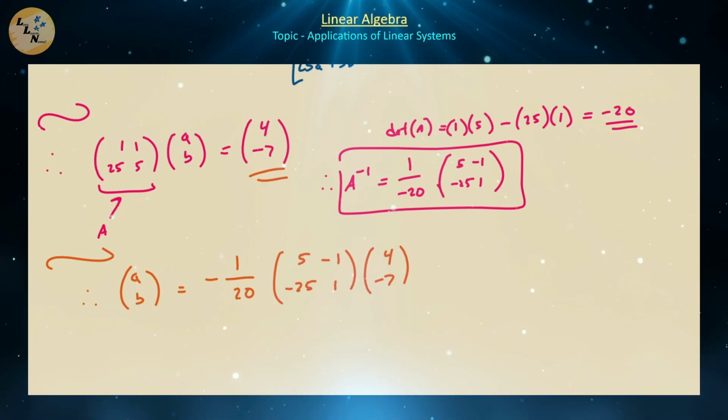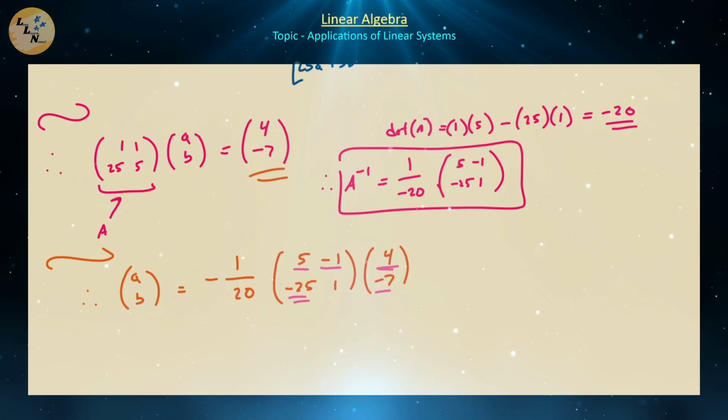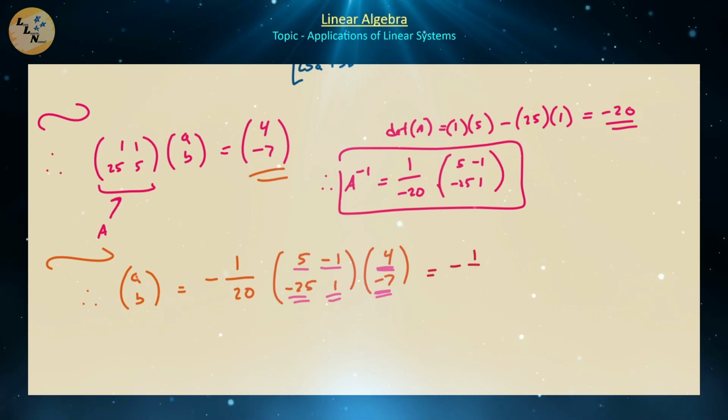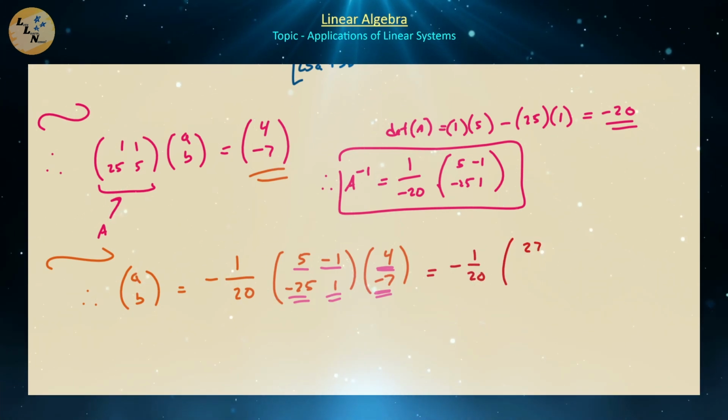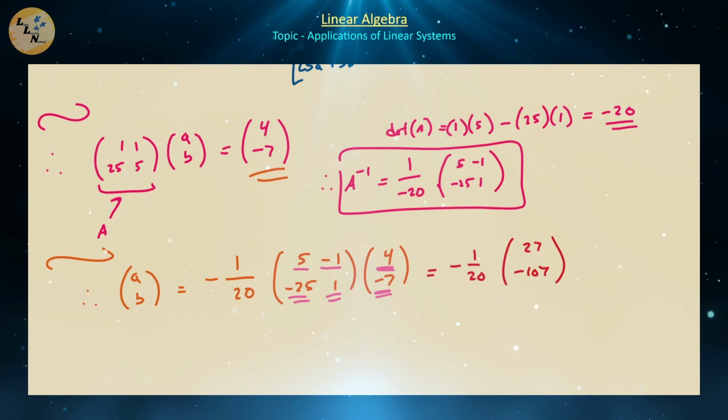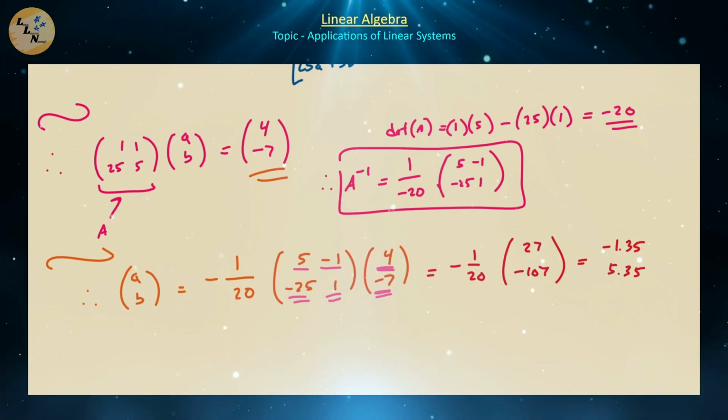Once we multiply that out, so 5 times 4 plus negative 1 times negative 7, that's going to come out to 27. And then minus 25 times 4 plus 1 times minus 7, that's going to come out to negative 107. So this is going to come out to negative 1 over 20 times 27 and negative 107. And once you distribute that negative 1 over 20, that's going to come out to negative 1.35 and 5.35.